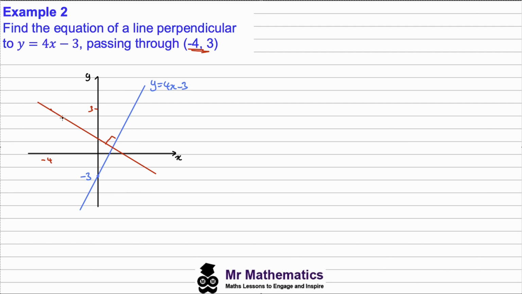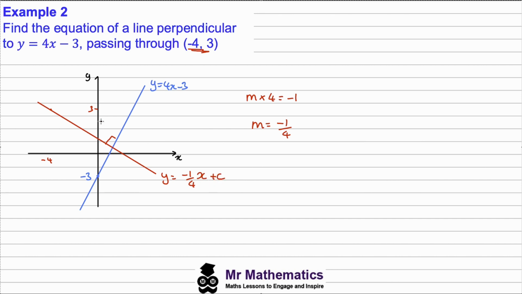So we know the gradient of the red line, let's call this m. When we multiply it by the gradient of the blue line, 4, we get negative 1. This is because perpendicular gradients multiply to make negative 1. So we can work out m as negative 1 divided by 4. So the gradient of this red line will be negative 1/4. So the equation will be y equals negative 1/4 x plus c.